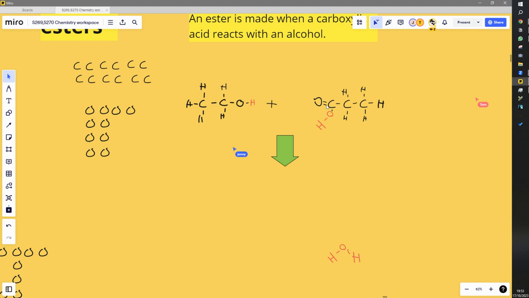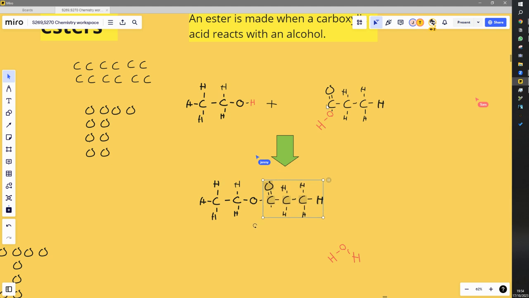Okay, there we go. Oh, and so actually, this one could have stayed up there. Okay, it doesn't matter if this one's there or there anyway. So we've broken off that hydrogen and this OH to form that water molecule. Now we take the rest of each molecule like that, and we stick them together.